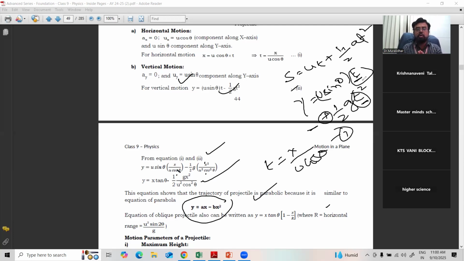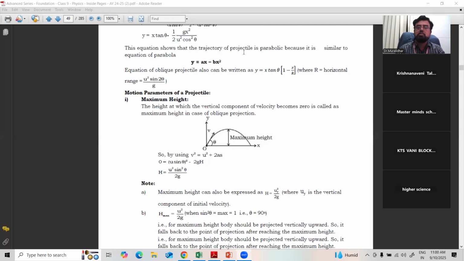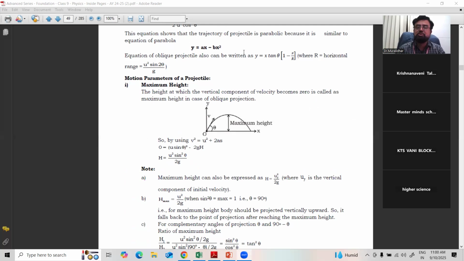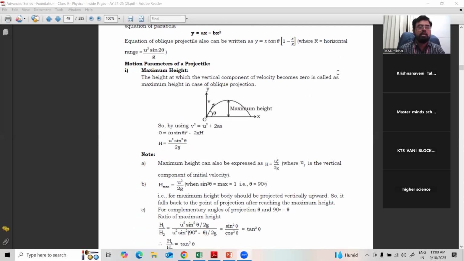So, the horizontal component of velocity and the vertical component of velocity, separately we calculate the horizontal distance and the vertical distance. Then both are equated to one another, and we can find that it is in the form of a parabola. The path of trajectory followed by an oblique projectile is a parabola. That is proved here. That is a very important derivation when you go to the 11th standard. So this is in the form of y is equal to ax minus bx square. Clear?